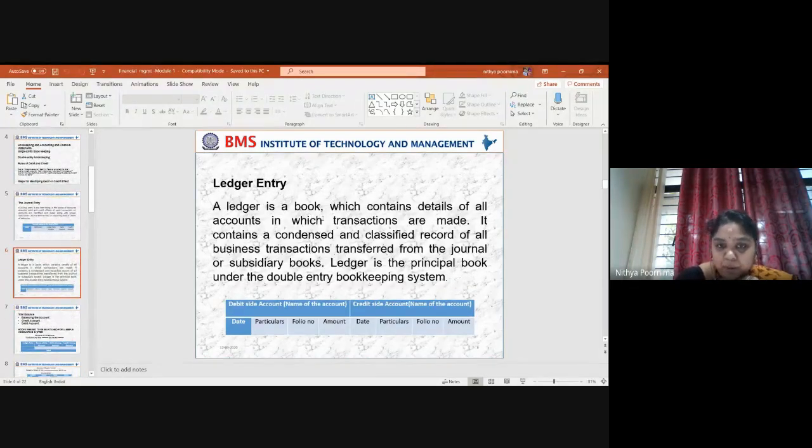For the same problem, I'm going to do the ledger entry. I want you to copy this format. What is a ledger entry? It contains details of all accounts in which transactions are made. It contains a condensed and classified record of all business transactions transferred from the journal to this ledger. Okay, so ledger is the principal book under the double entry bookkeeping system. Am I clear? I want you to copy this pattern for ledger entry.